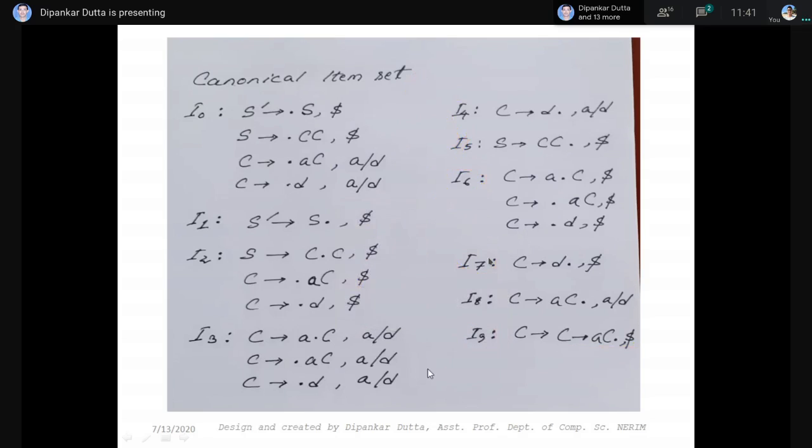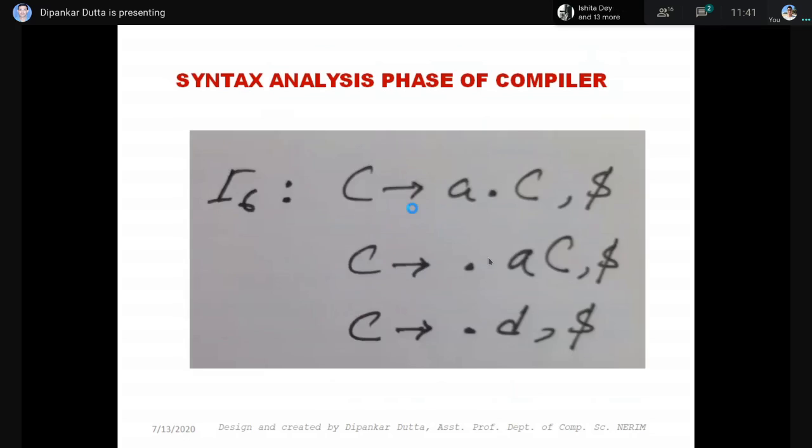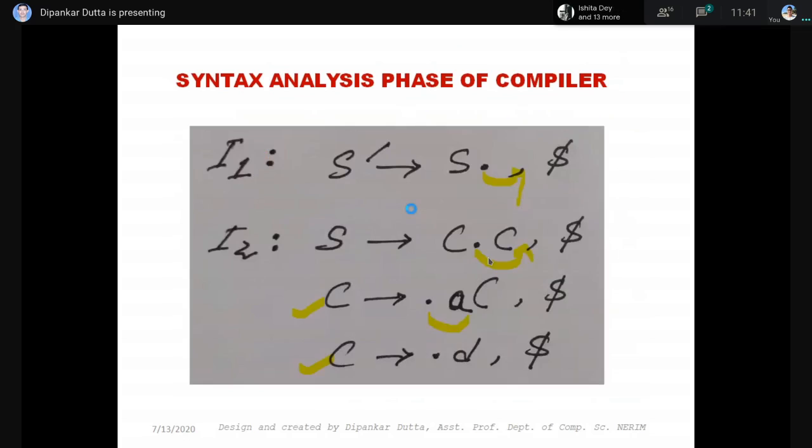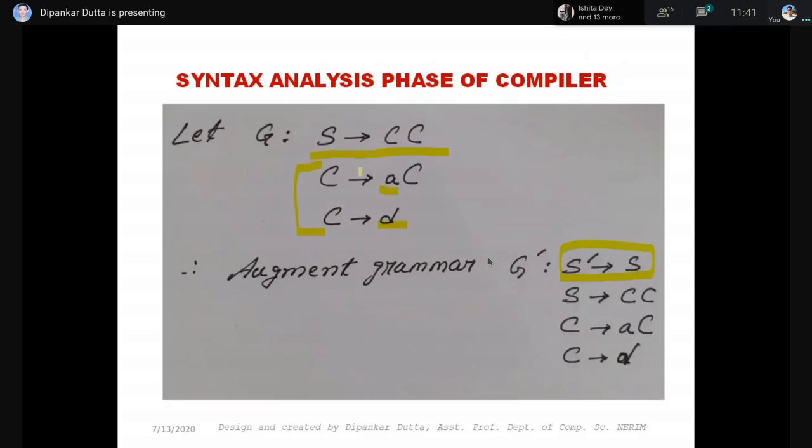So today, practice it. Find out the canonical item set from this grammar, whatever grammar is given here, for this grammar. And then draw the transition diagram.